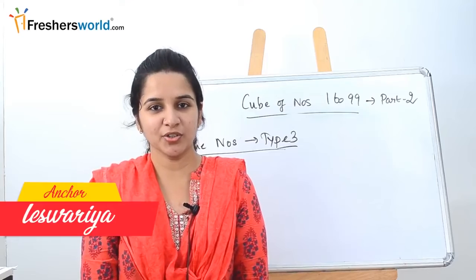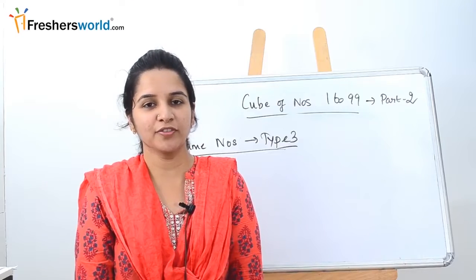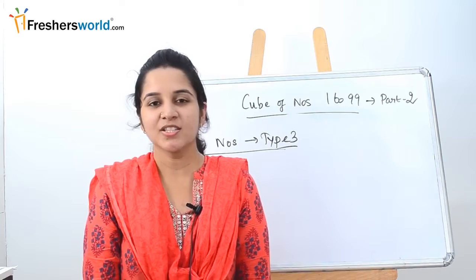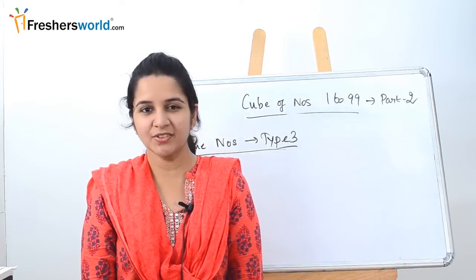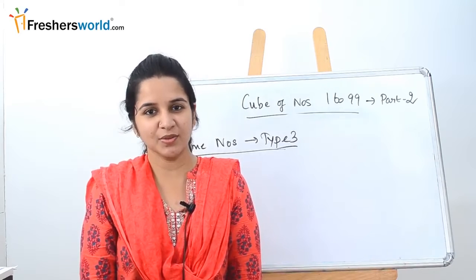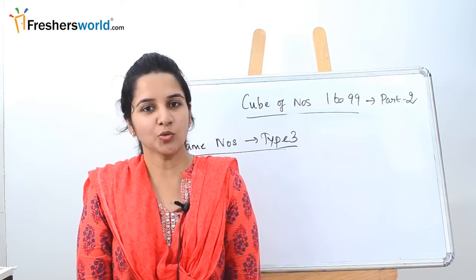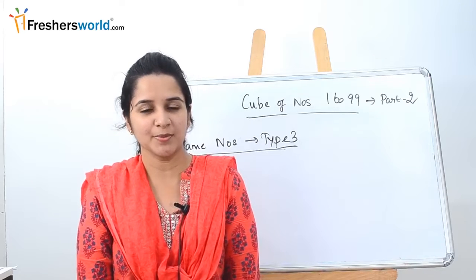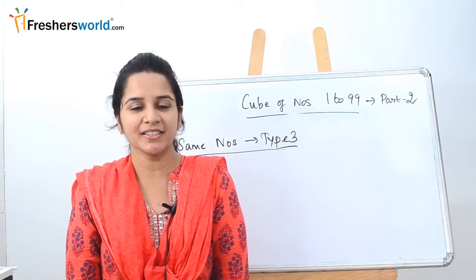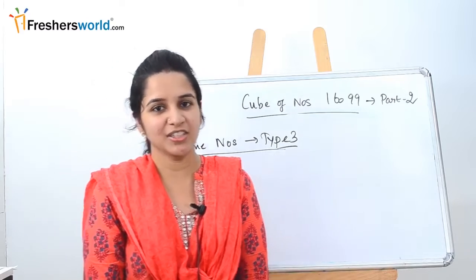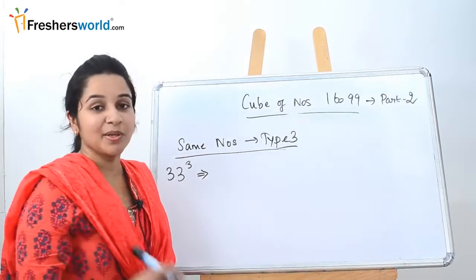The topic that we are going to look at today is the part 2 of the cube of the numbers from 1 to 99. In the part 1 of the topic, we dealt with two types, the numbers that start with 1 and end with 1. In part 2, we are going to deal with the other two types, which are nothing but the same numbers and the different numbers. So let's get started with the type 3. Type 3 is nothing but the same numbers.